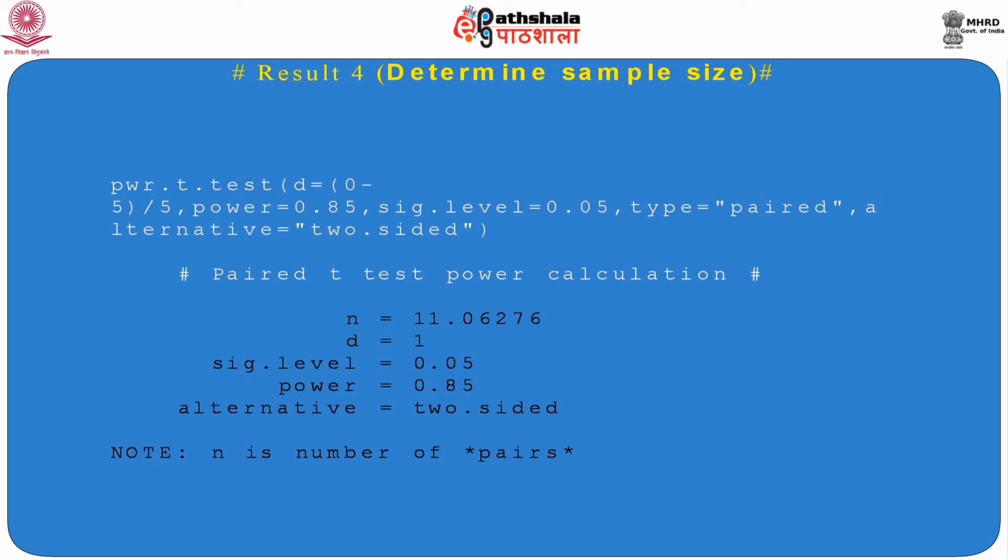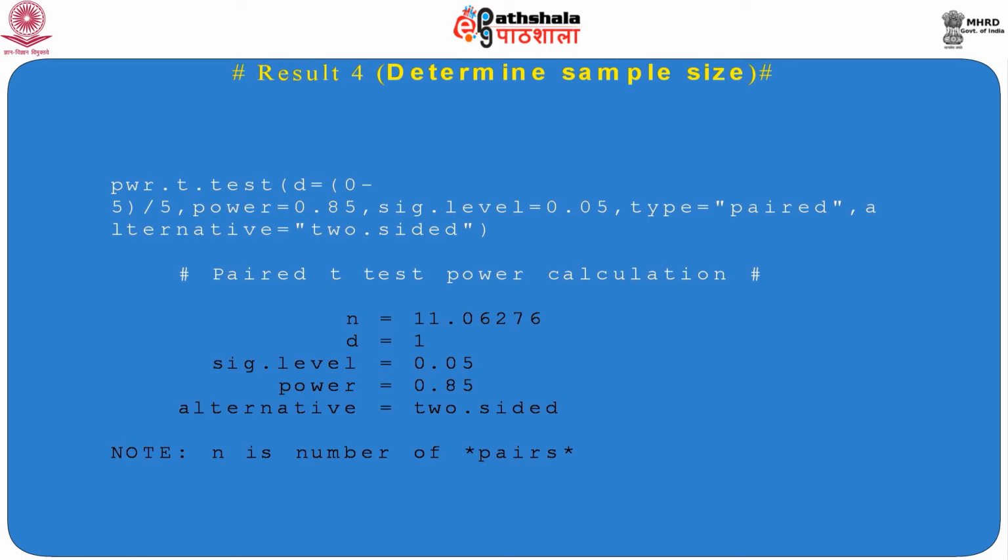example where power has been changed. Earlier power was 0.9 and now here we are considering power equal to 0.85. Again the significance level is 0.05 with type paired and alternative two-sided. Here we are getting sample size as 11.06, so it's quite reduced in comparison to the other one where d has not changed, it was still 1. The significance value also did not change, only the power value changed from 0.9 to 0.85 and you can see our sample size decreased. So if we decrease our power value, then it is obvious that our sample size will decrease.